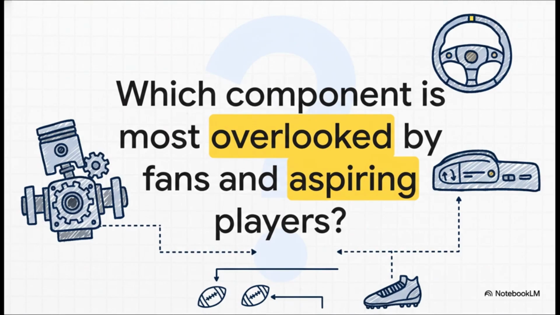So there you have it, the blueprint for an elite footballer, which leaves me with one last question for you. Now that you've seen all the parts, which piece of this whole machine do you think gets overlooked the most? Is it the powerful engine or the precise steering? What do fans, and maybe even young players, forget about the most?